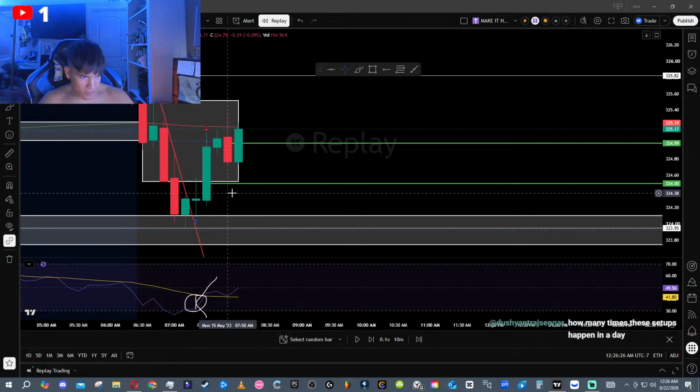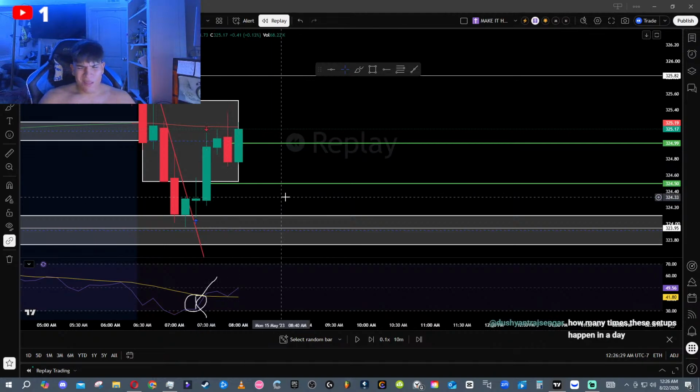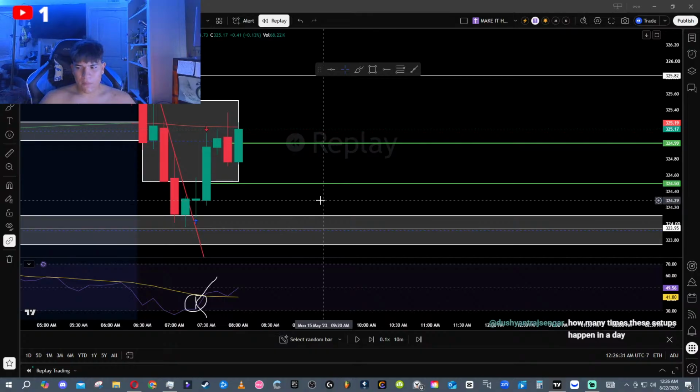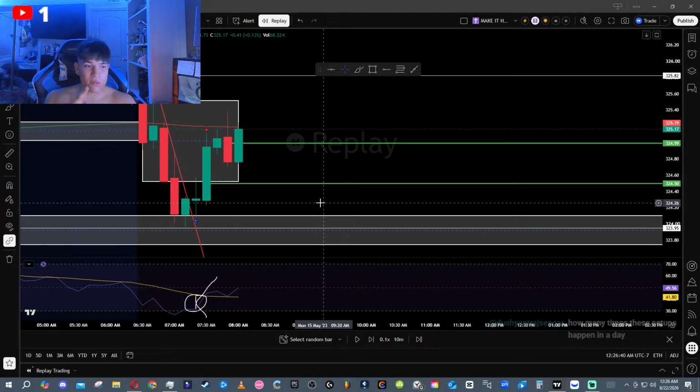How many times do these setups happen in a day? Honestly, like 3, but you only want to trade this setup when it's volatile, when the market's moving. Why? Because you don't want consolidation, you don't want a slow market, you don't want to trade something that moves slower than a sloth. You feel me? You want to trade speed. Speed is money, speed is everything.